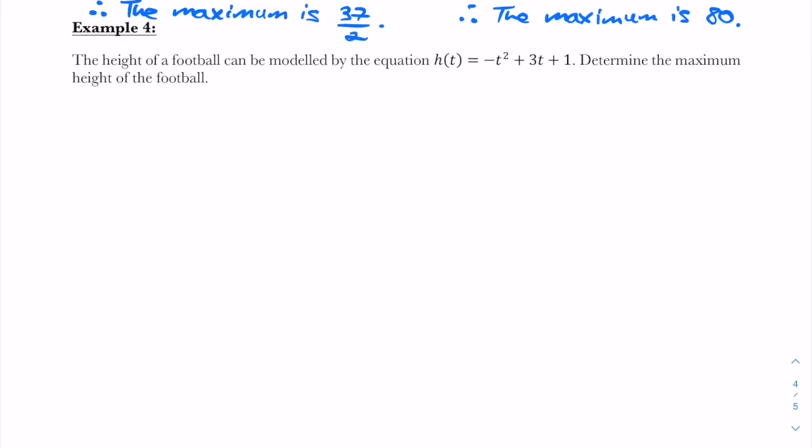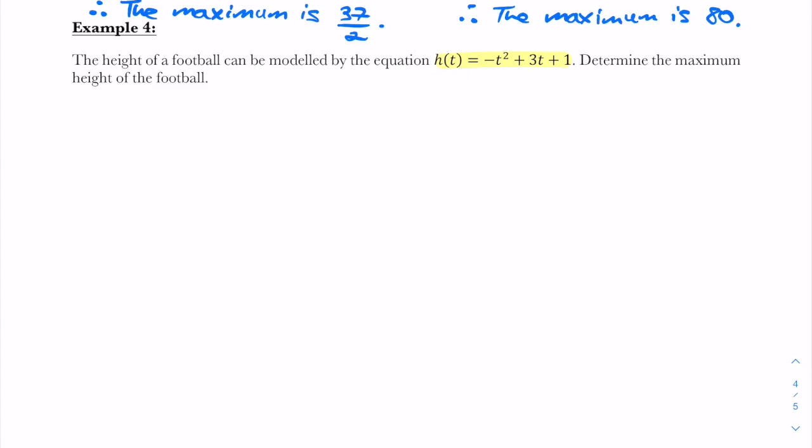So this is a standard word problem when it comes to quadratics. We're modeling the height of a football by the following quadratic function. And we want to determine what the maximum height is. So because we're asked to determine the maximum height, we need to find the y-coordinate of the vertex. To do this, we can use any of the three strategies learned in this lesson.